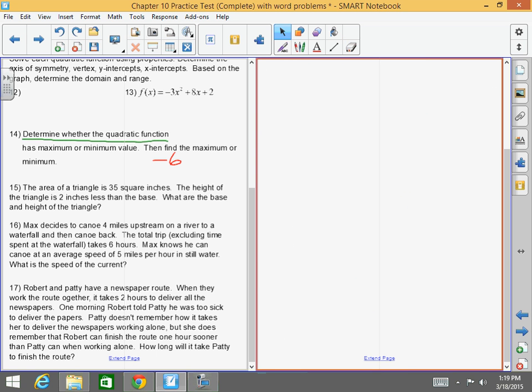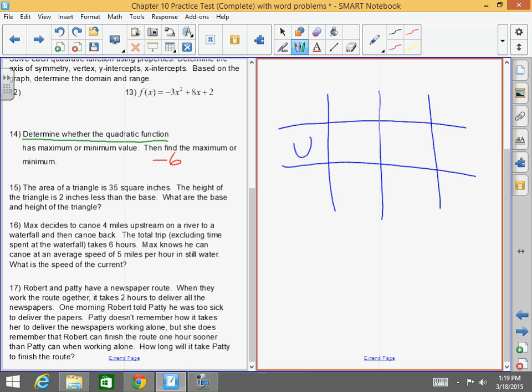Number 16. Max decides to go on a canoe trip 4 miles upstream. Hey, this is a distance problem. So we got upstream and downstream. Rate times time equals distance. Max decides to canoe 4 miles upstream on a river to the waterfall and then canoe back. The total trip, excluding time spent at the waterfall, was 6 hours. If Max knows he can canoe at an average speed of 5 miles per hour in still water, what is the speed of the current?